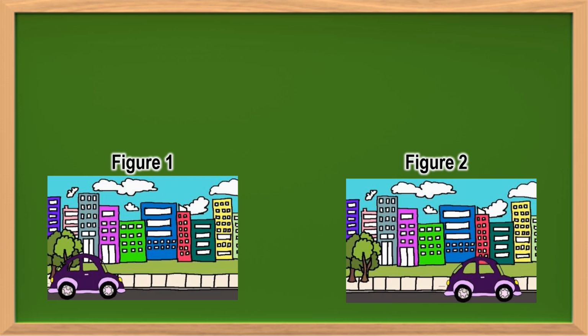What does the change in position of the car in Figure 2 mean? The change in position of the car in Figure 2 means that the car has moved. There is motion. How do we know the car has moved? We know the car has moved because it changes position.